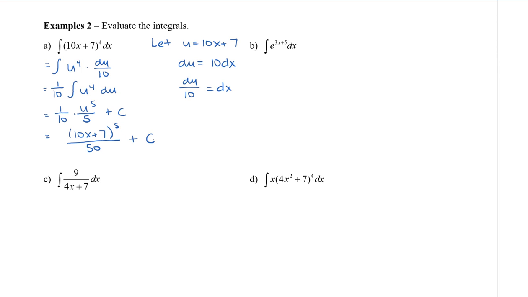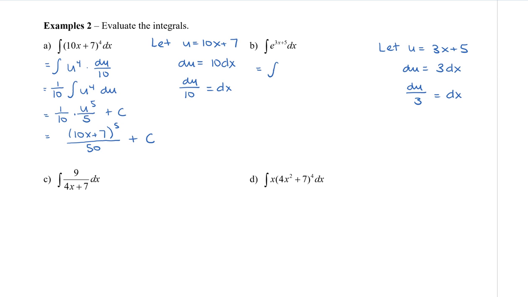All right, let's try a different one with a base of e. So we have an exponent of 3x plus 5. So that seems like the complicated part there. So I'm going to let u equal that binomial. du is then 3 times dx. And then du divided by 3 equals dx. So let's do the substitution.